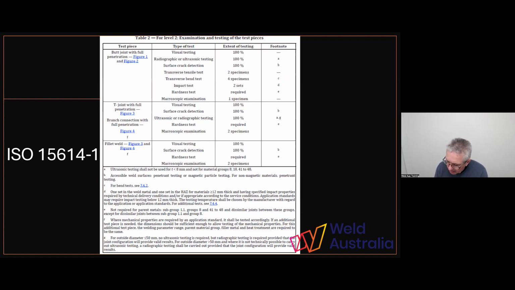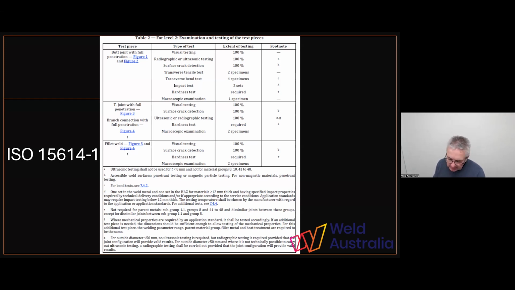But let's look at the footnotes. Radiographic and ultrasonic A. Ultrasonic testing shall not be used if the thickness is less than 8 mm and not of a material group of 8, 10, 41 to 48. Okay, so specific on material. Footnote B. Accessible weld surfaces, penetrant testing or mag particle testing. For non-magnetic materials, penetrant testing is required. So that surface crack detection, we must do dye penetrant or mag particle. If it's non-magnetic, then we're only limited to dye penetrant.